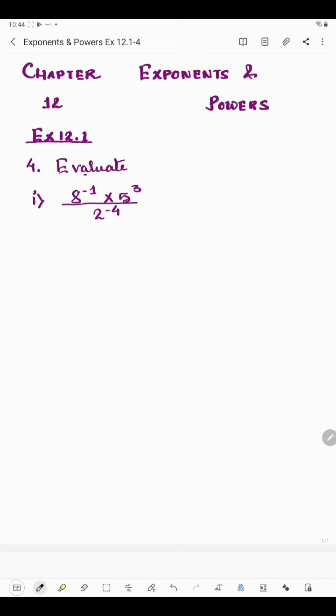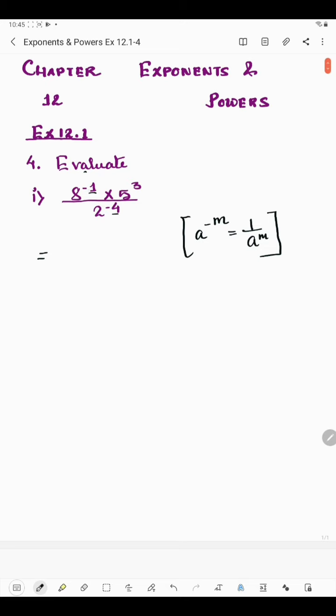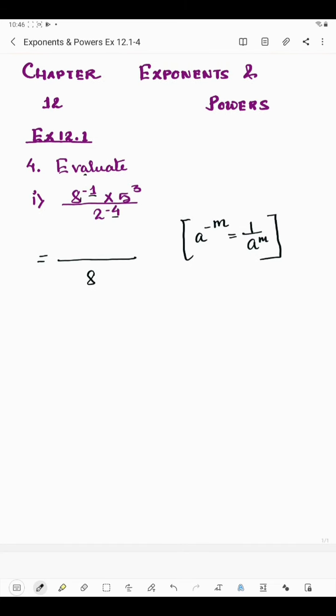So at first we will have to make the exponent positive. Whatever you have, if you have a negative exponent, you just convert it into positive. We know that a to the power minus m, if we have the negative exponent, we write the reciprocal of the base, so it will become 1 by a to the power m, right? So here we have 8 to the power minus 1, and to make it positive we write the reciprocal of 8. So 8 is in the numerator, so 8 will be in the denominator. So it will become 1 over 8.